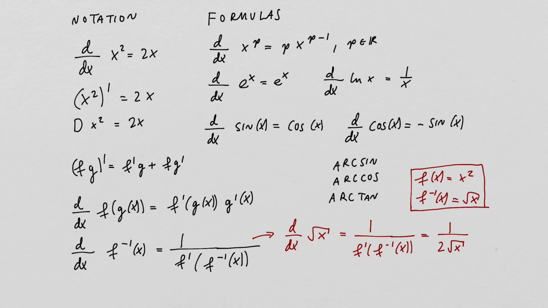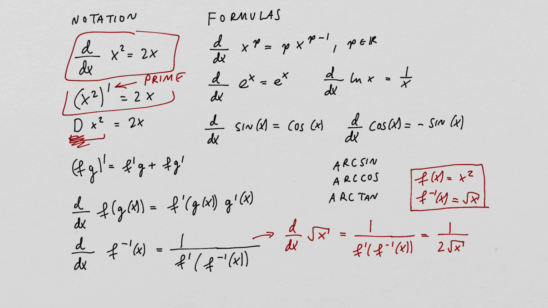For differentiation there are many notations. One is d over dx of x squared is 2 times x. Then one option is to put the prime there: x squared prime is 2x. You can pronounce this as prime. And we can also denote the differentiation by using a capital D letter.